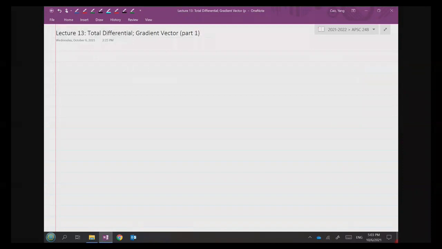All right, so we're going to finish this multivariable function part with the last topic called total differential. Then we'll start a new topic called gradient vector. This part, total differential, has a lot to do with the concept of linearization. So let's look at the linearization first, and then I'll lead into the concept of a total differential.